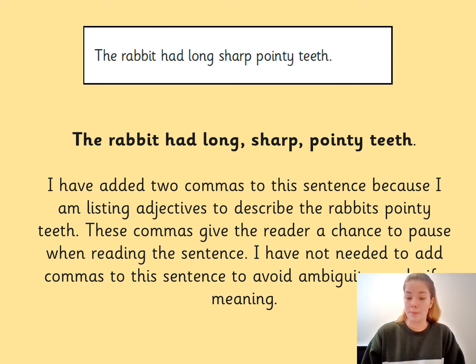So I have put 2 commas within this sentence and I've listed them between the 2 adjectives: long, sharp and pointy. And then I've written my explanation. I have added 2 commas to this sentence because I am listing adjectives to describe the rabbit's pointy teeth. These commas give the reader a chance to pause when reading the sentence. I have not needed to add commas to this sentence to avoid ambiguity or clarify meaning. So the reason that I have used these commas isn't to avoid ambiguity. It's to show that I have more than one adjective within my sentence and I have separated them. Did you agree with me?